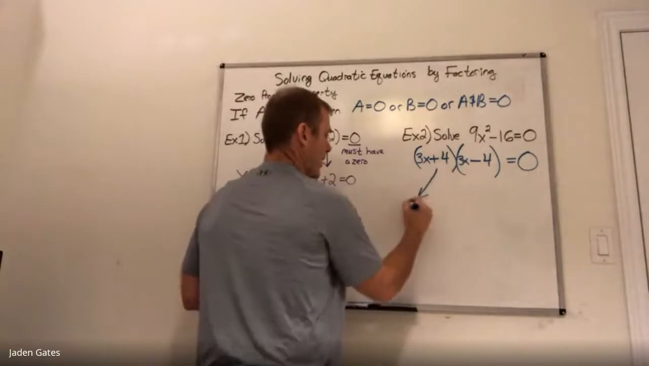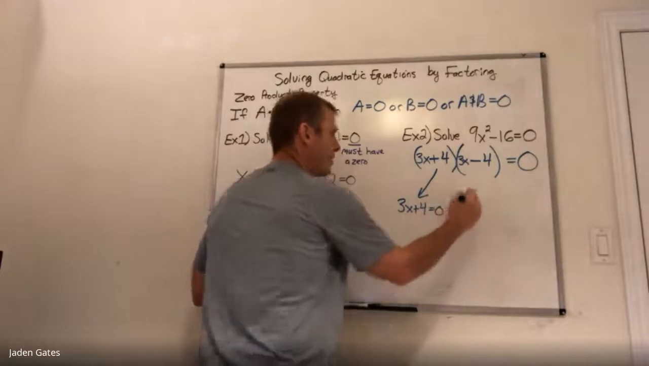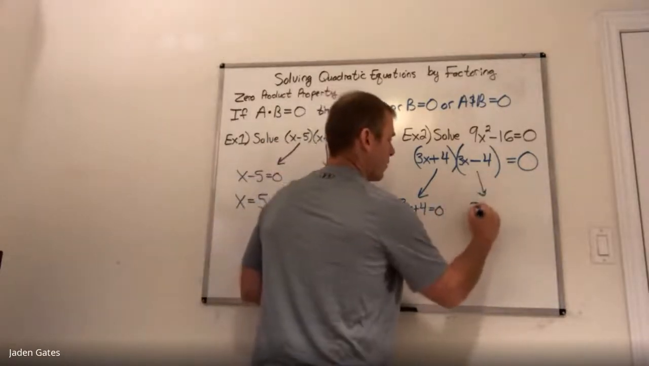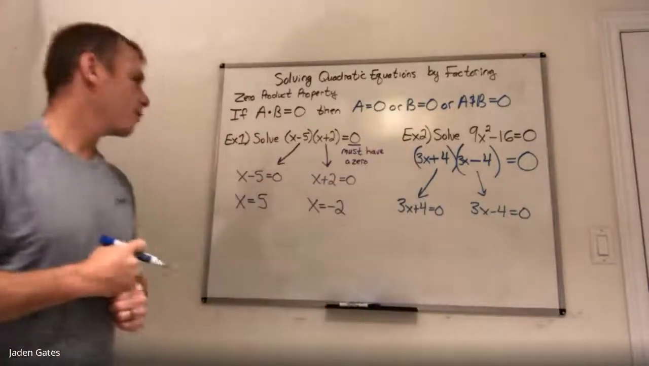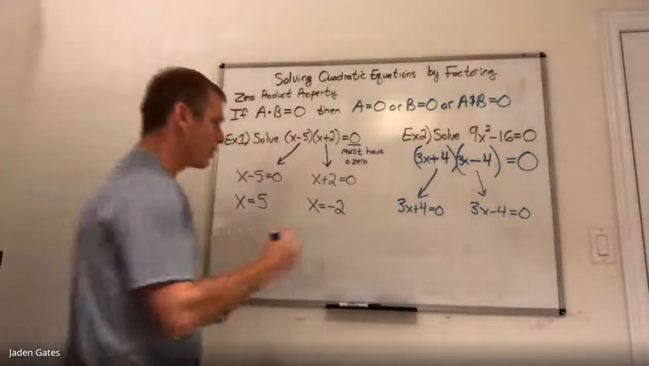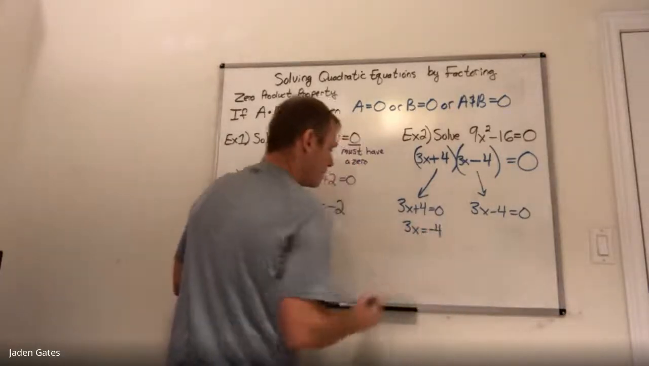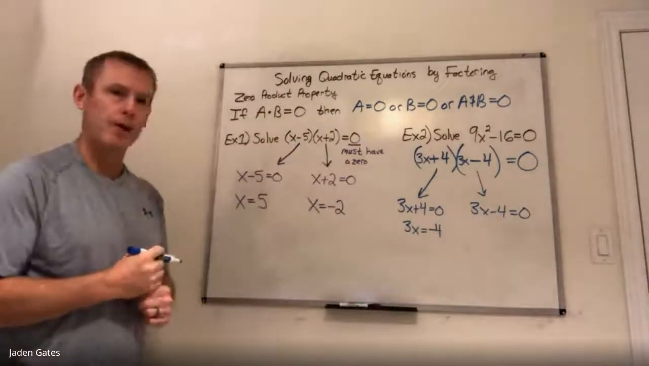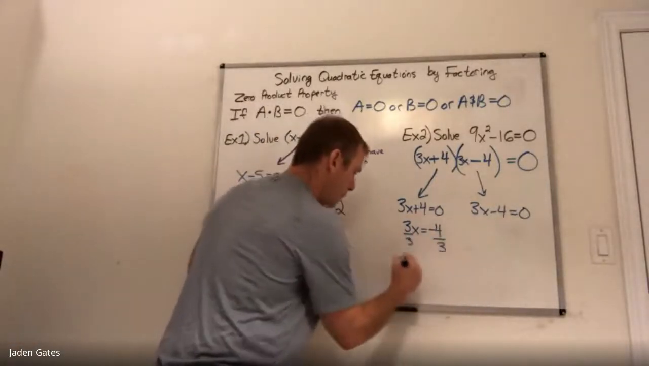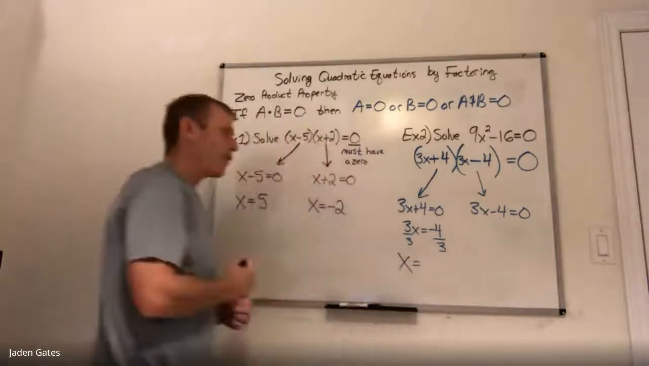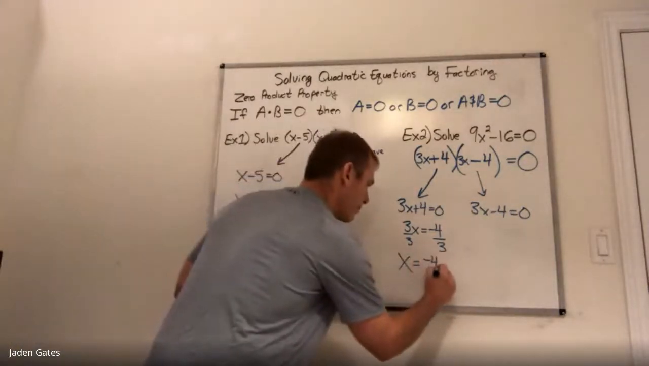All right, so one of my equations is going to be 3x plus 4 equals 0, and the other one is going to be 3x minus 4 equals 0. All right, and then I'm going to solve these two equations. And so I'm going to bring the 4 over to the other side, and I got a negative 4. Again, dividing both sides by my numerical coefficient, which is the number in front of my variable. And I could leave this as a fraction or as a decimal, but it is x equals negative 4/3.